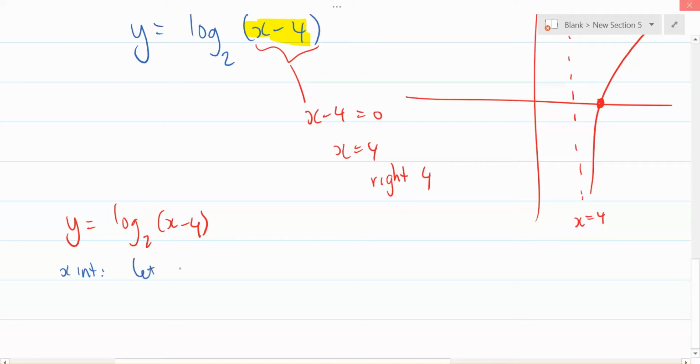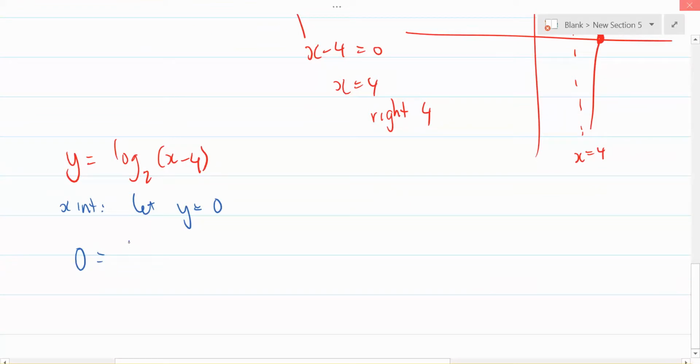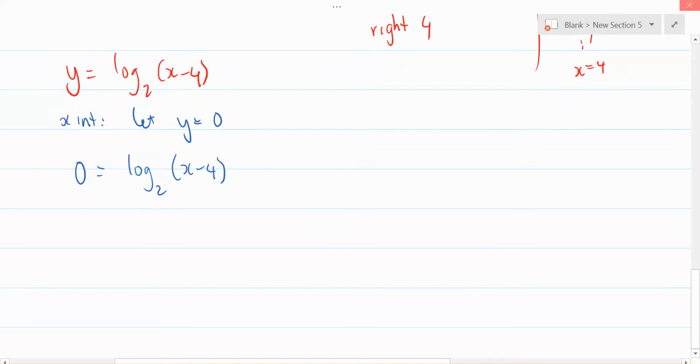Let y equal 0. So here we go, y equals 0: log base 2 of x minus 4. Now your goal is to use your algebra from what you've learnt from 13D, 13E to solve this. Your goal is to find x. Your goal is to find this letter here.